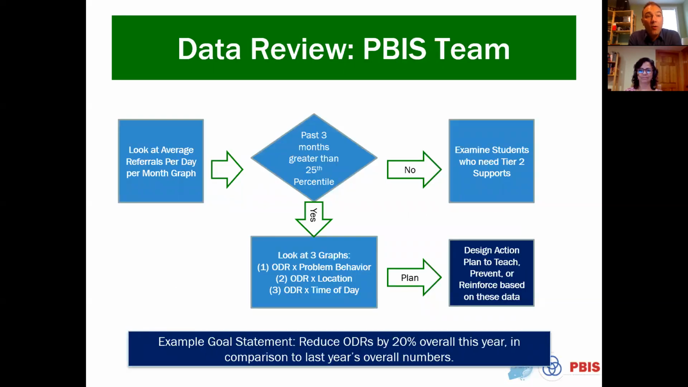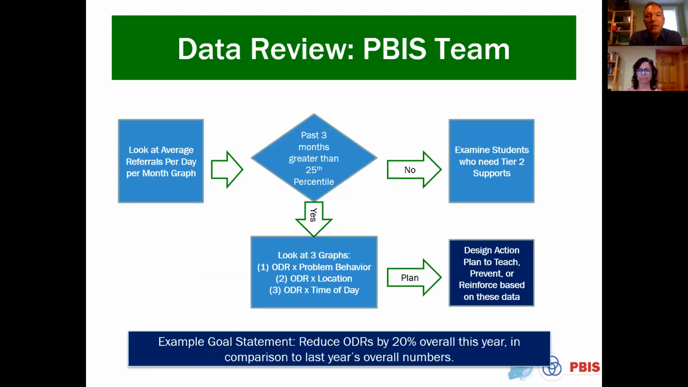Here's an example of how a team may go through these steps in monitoring the impact of their PBIS efforts on office discipline referrals. What this team seems to want to know is whether they are making progress in reducing office discipline referrals by 20% in comparison to the prior year. They've decided that their measure is going to be using the office discipline referrals and related data around problem behavior, location, and time of day.